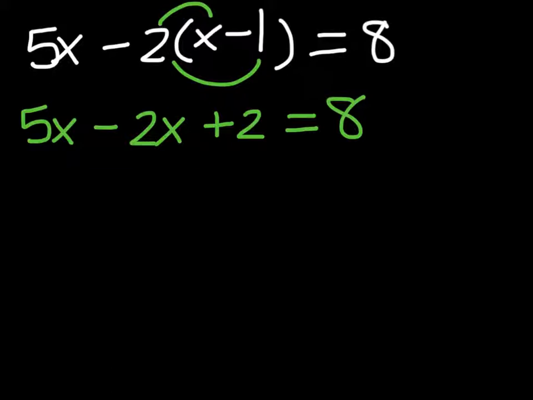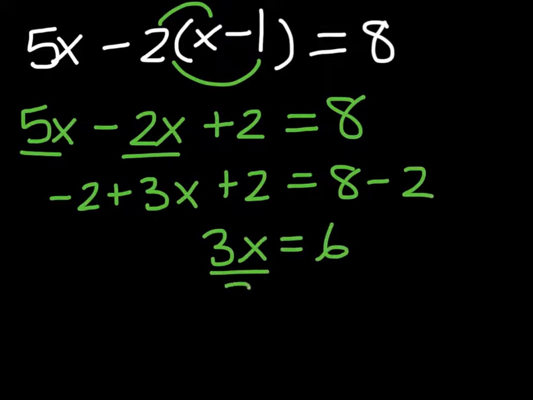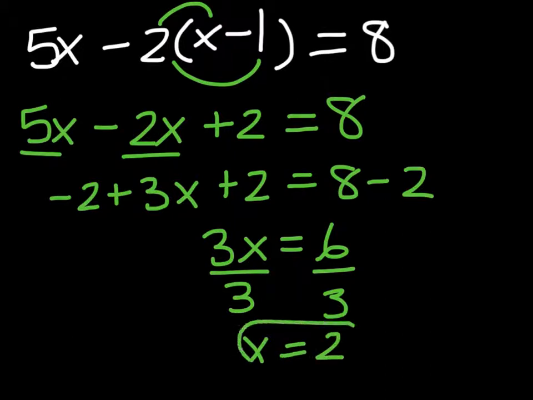Now we simply combine our terms. 5x minus 2x gives us 3x plus 2 equals 8. We subtract a 2 from each side, giving us 3x equals 6. We divide each side by 3, and x is equal to 2.